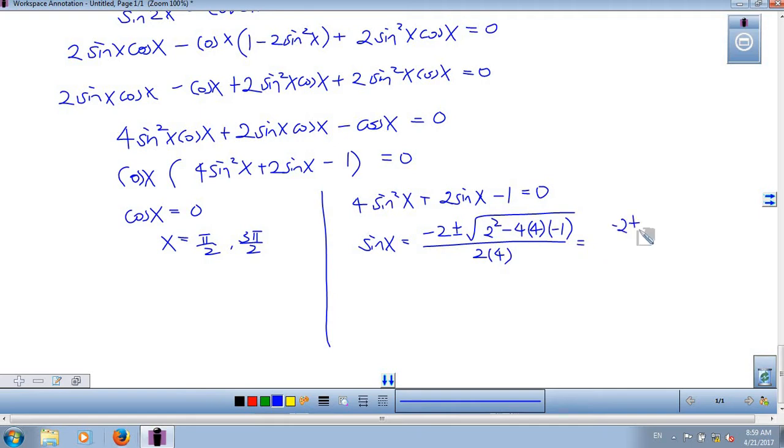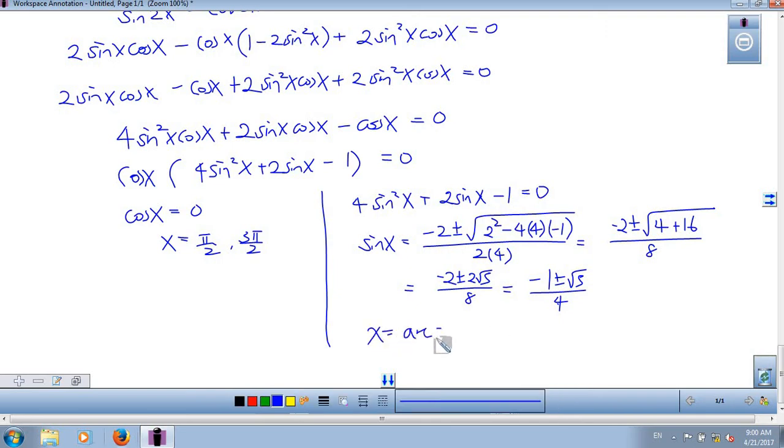Let's simplify this. This will become negative 2 plus or minus the square root of 4 plus 16, divided by 8. So this is negative 2 plus or minus the square root of 20. The square root of 20 is 2 square root of 5, divided by 8. We can reduce everything by 2, so it's negative 1 plus or minus the square root of 5, divided by 4. We can convert that to a decimal, or we can just leave it like that. But now we have to solve for x by using arc sine.